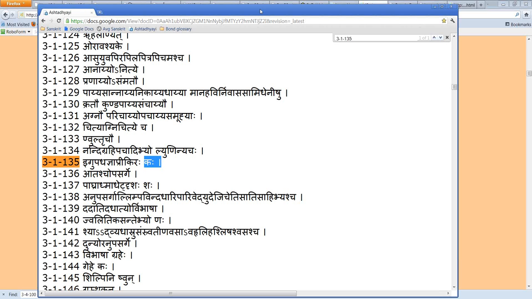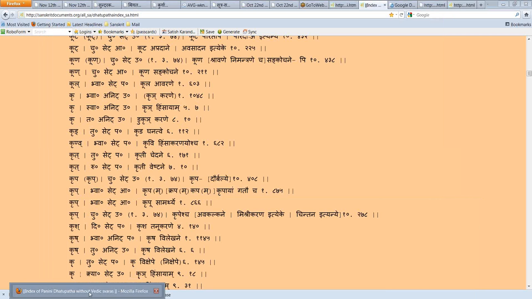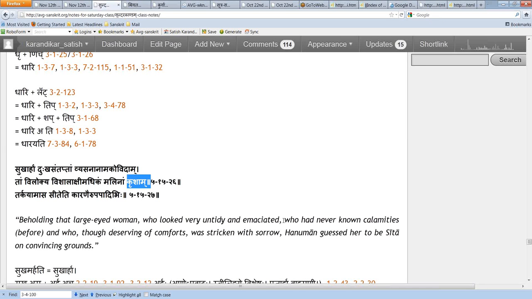Okay, so Krisha. In the feminine, ajadyata, stop. He says: who had never known, not familiar with calamities, and who, though deserving comforts, deserving happiness, was stricken with sorrow. Hanuman understood, Tarkayamasa, her, Tam, to be Sita, Sita iti, that ends the quotation. So he figured out her as Sita.